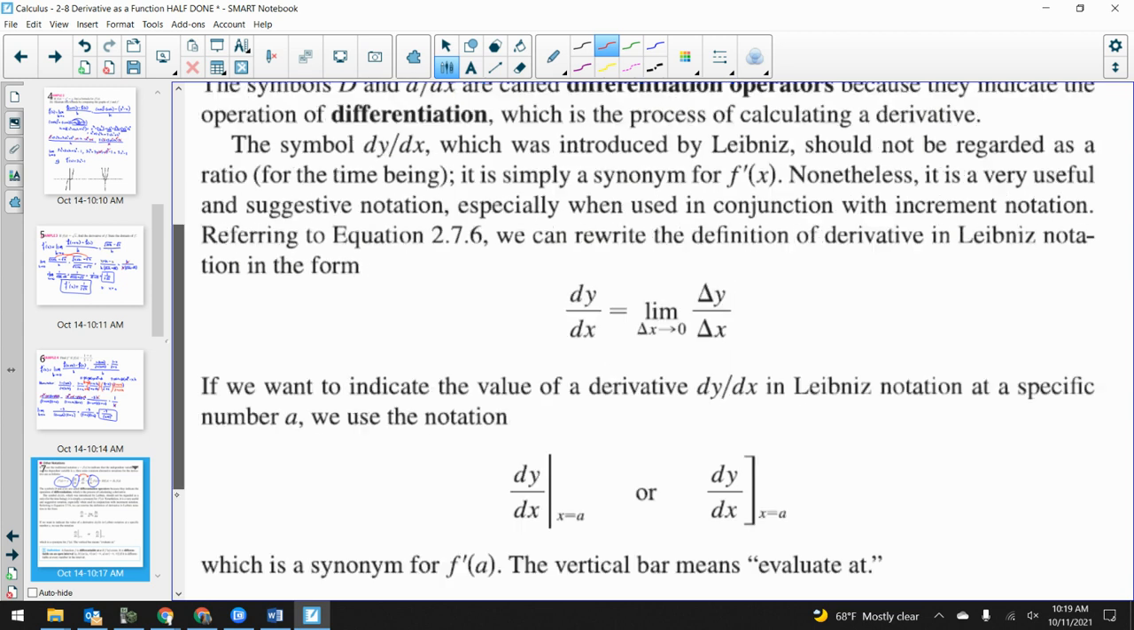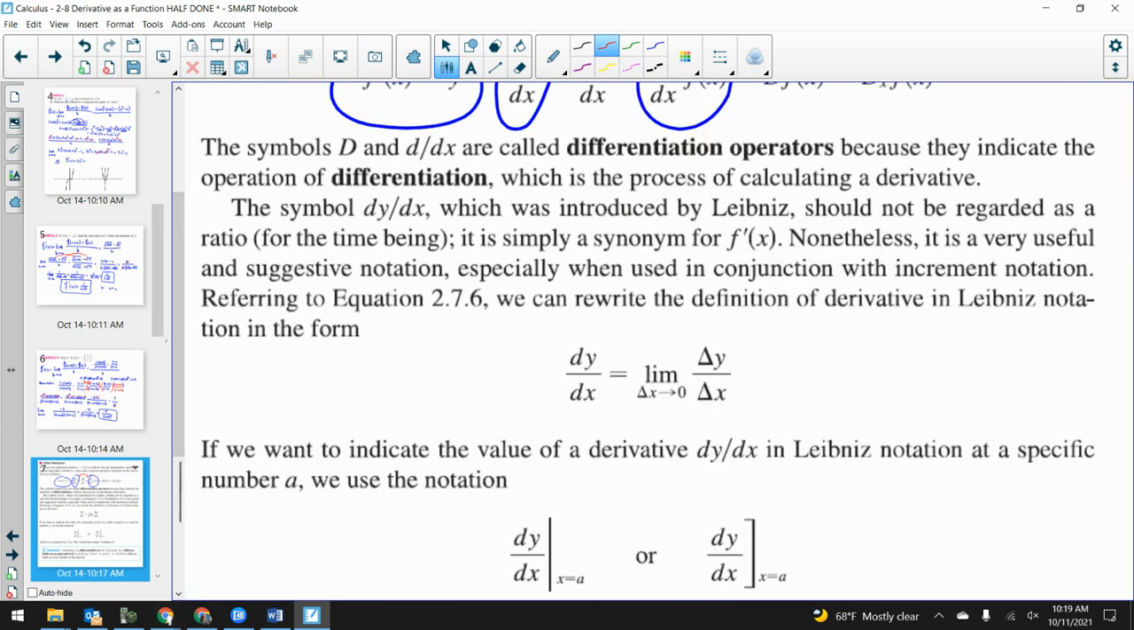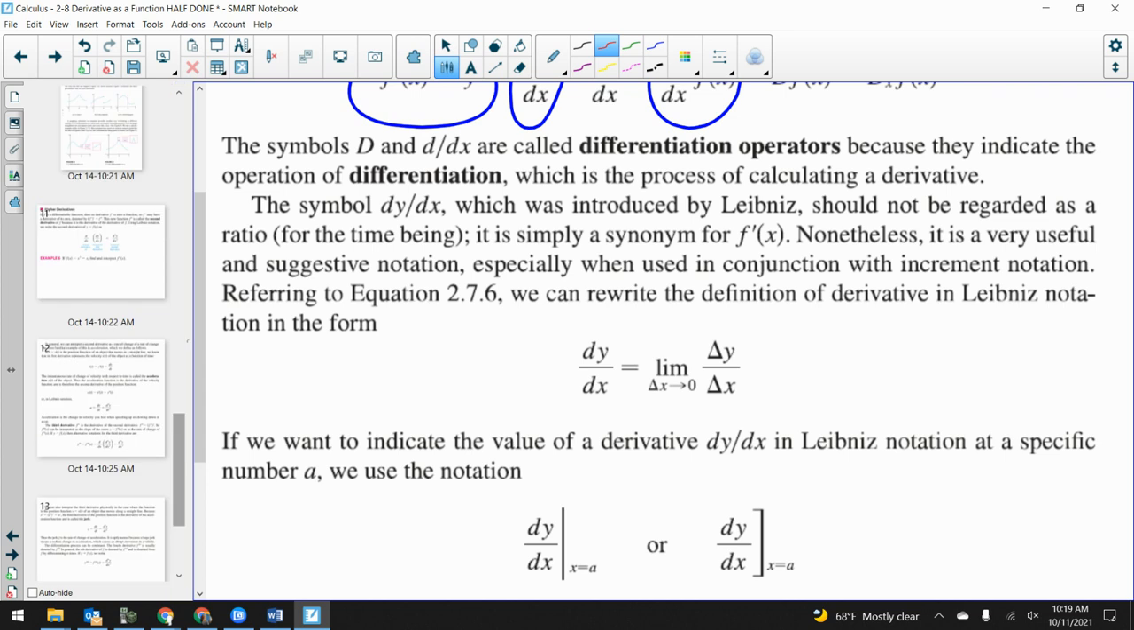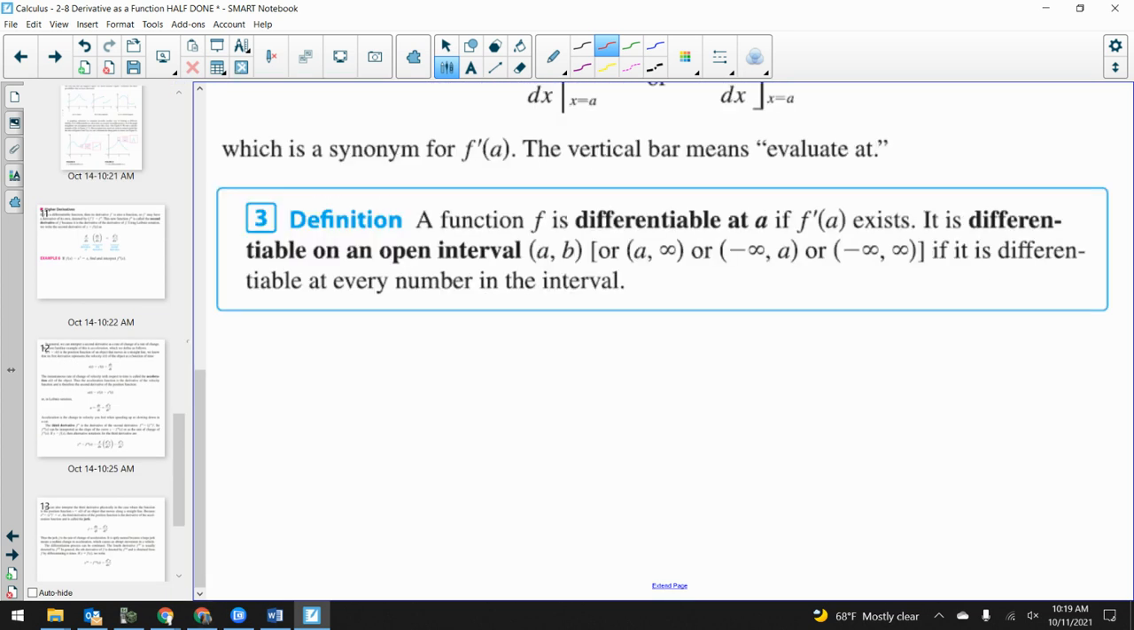Now let's talk about when a function is called differentiable. Differentiable. Okay, differentiable. You're going to hear that term a lot. A function is considered differentiable at a certain place if the derivative at that place exists. That's pretty simple, pretty self-explanatory. You can call it differentiable if the derivative exists at that place.